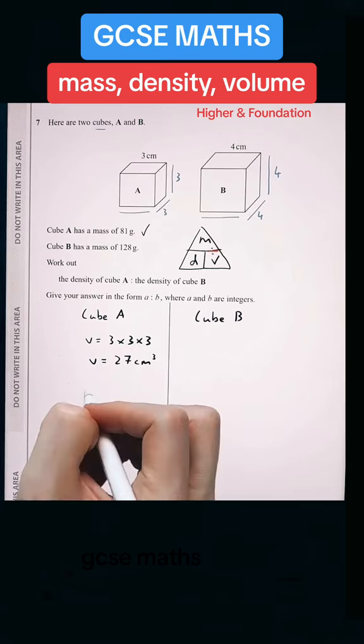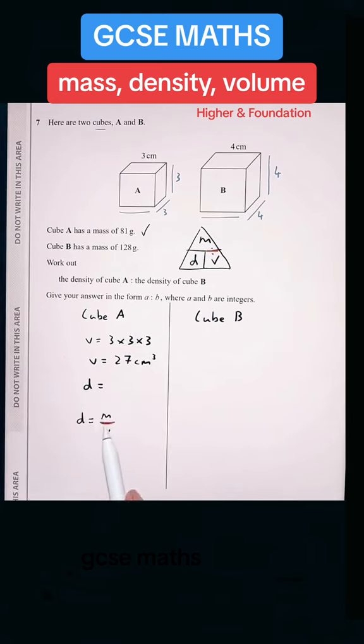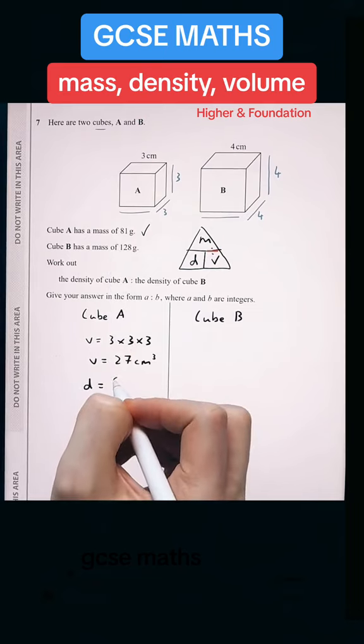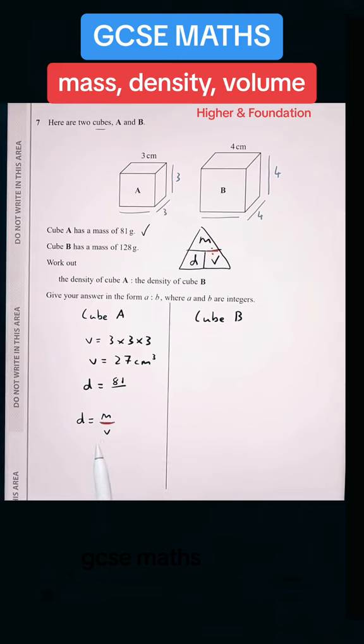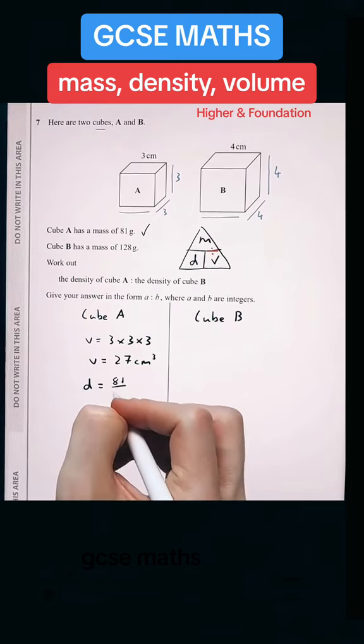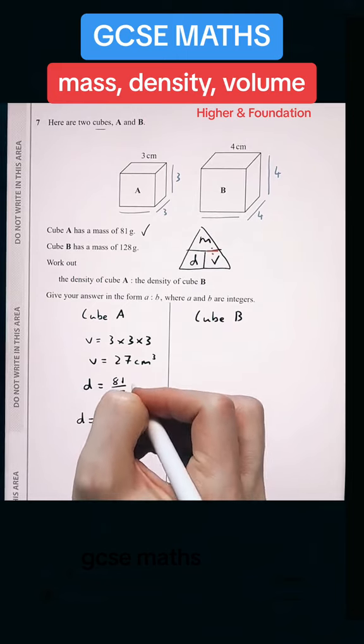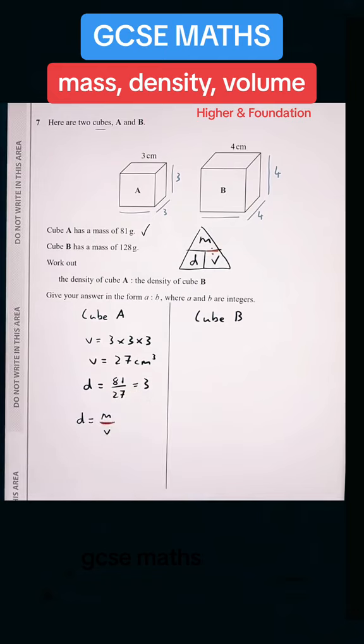As I want to work out density, therefore I know density is the mass on the top. We know the mass of cube A is 81, so it's 81 on the top, divided by V, the volume. In this case, the volume is 27. And 81 divided by 27 gives us 3. So the density is 3.